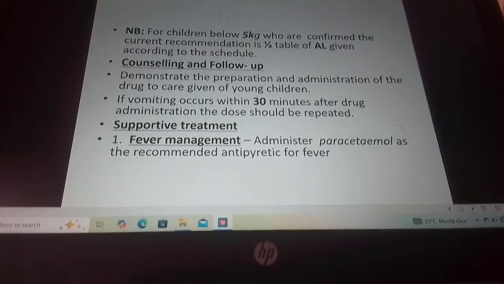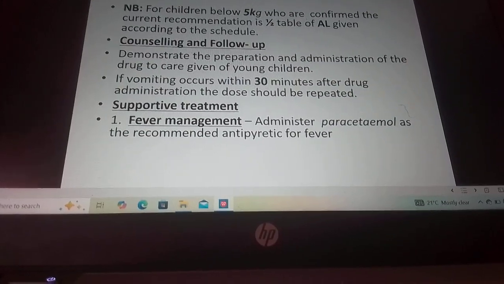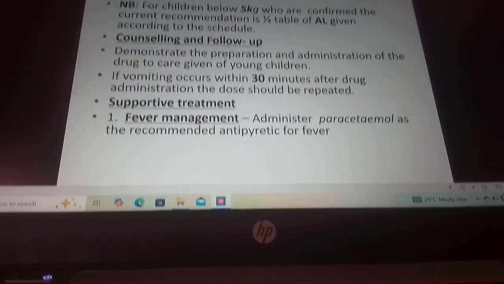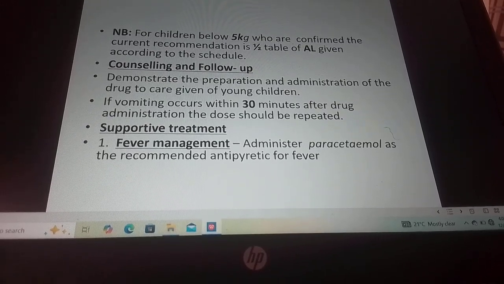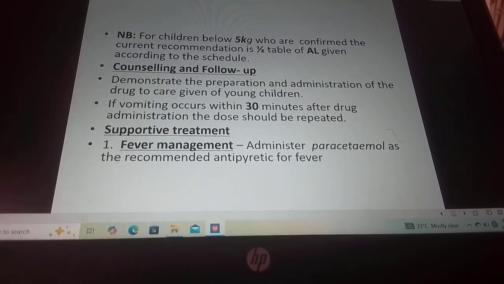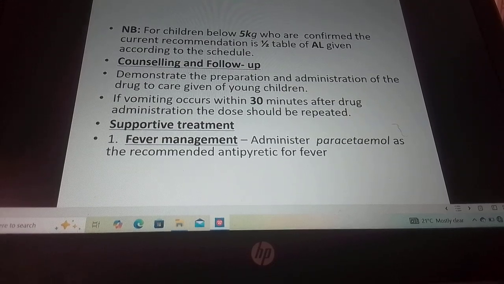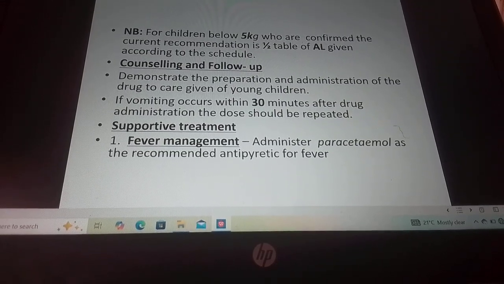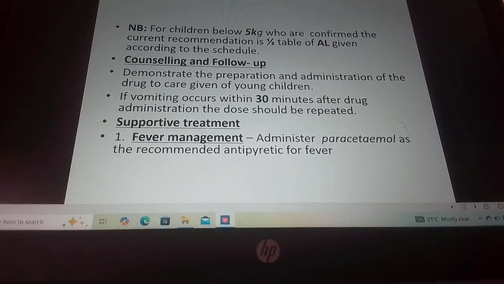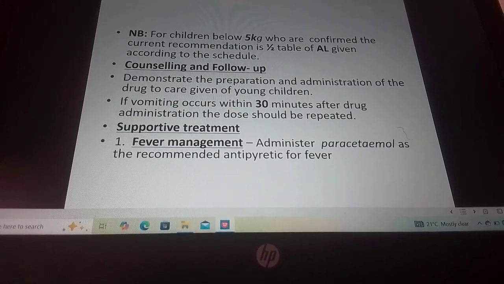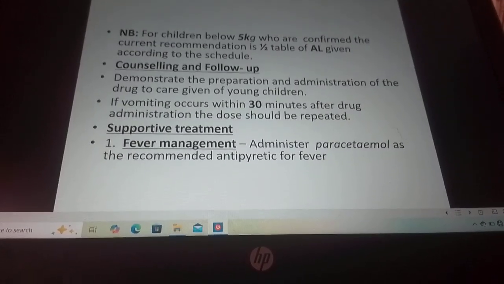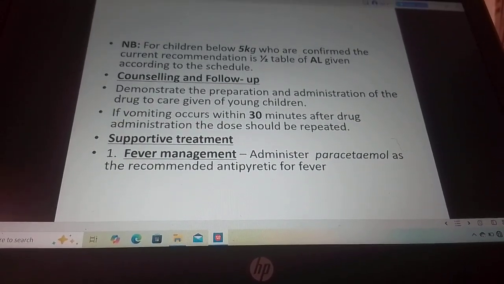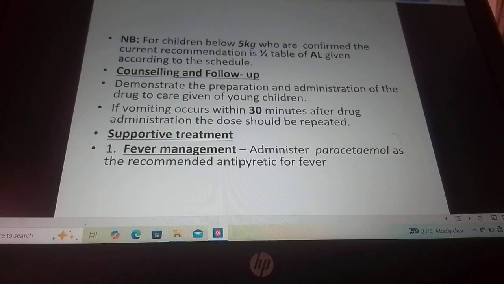And I hope you have heard that. So, counseling and follow-up. Demonstrate the preparation and administration of the drug to caregivers of patients, to caregivers of children. So if vomiting occurs within 30 minutes after the drug administration, remember the dose is going to be repeated. So that one you must note.